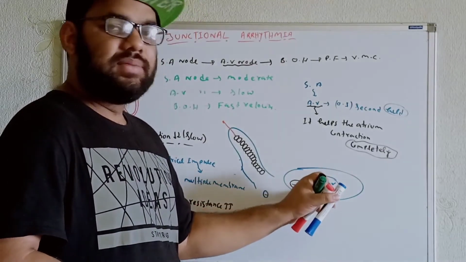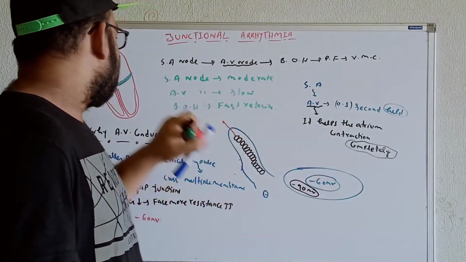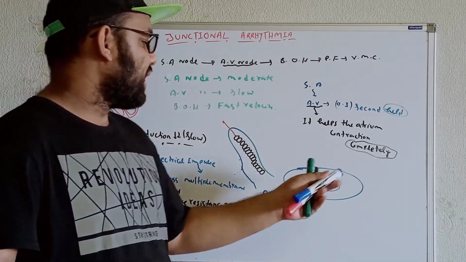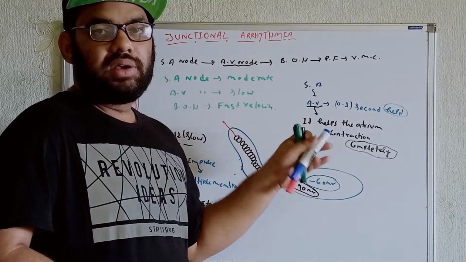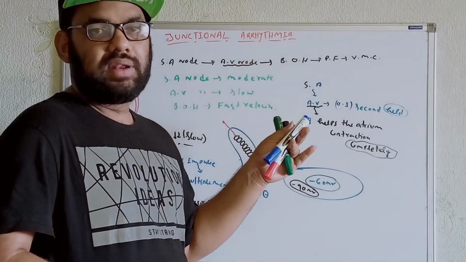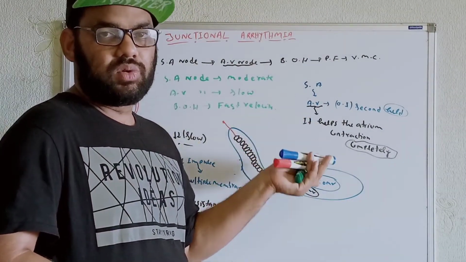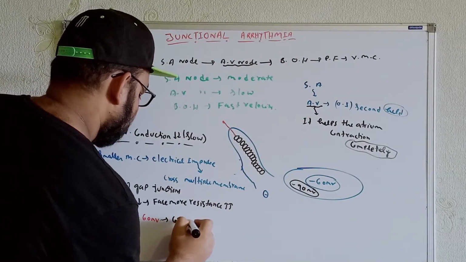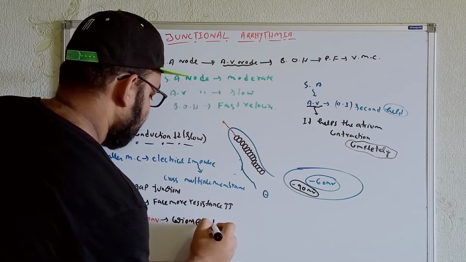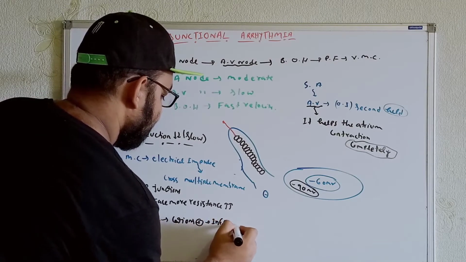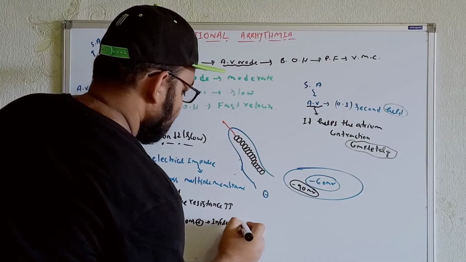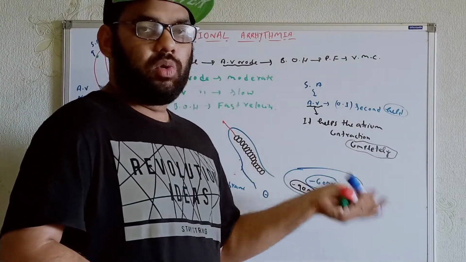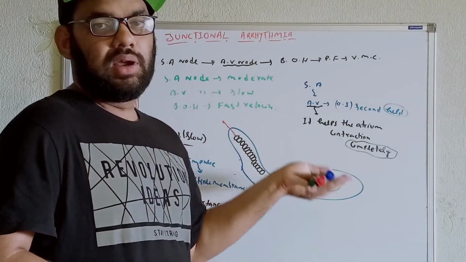As I said, within the AV nodal myocardial cells, the resting membrane potential is around minus 60 millivolt. That's why the cationic influx will be at a very slow rate. Whenever the influx is slow, the depolarization will also be slow, and definitely what we'll see in these cases is delayed conduction.